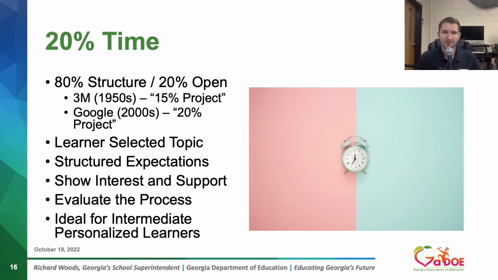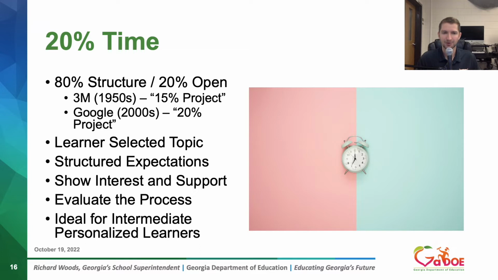So the next kind of project is 20% time. And this means that in class, they have 80% of structured time. So working on whatever the group is working on. And they have 20% time to work on whatever they would like to work on related to class, obviously.